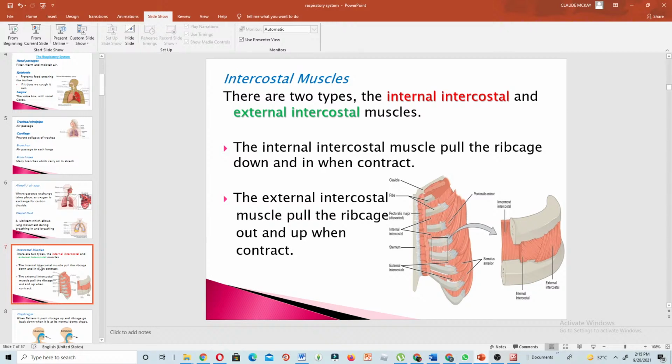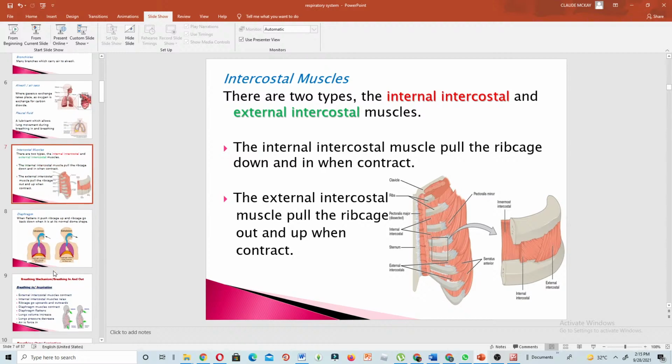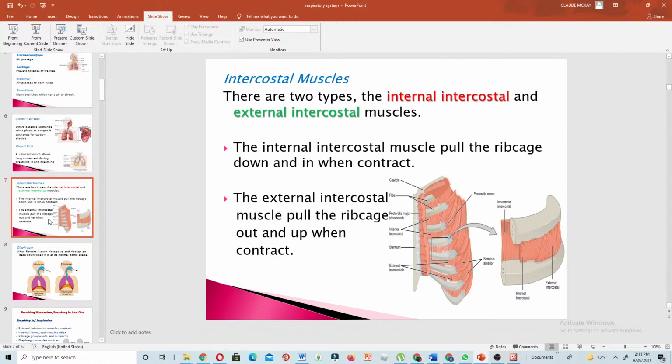Next component, the intercostal muscles. We have two types: the internal intercostal muscles and the external intercostal muscles. These muscles actually work in two different ways. The internal intercostal muscle pulls the rib cage up and in when it contracts.